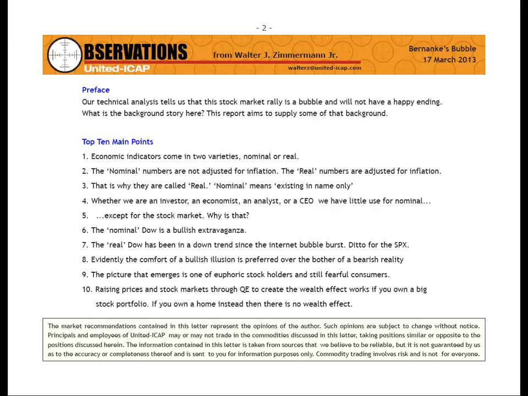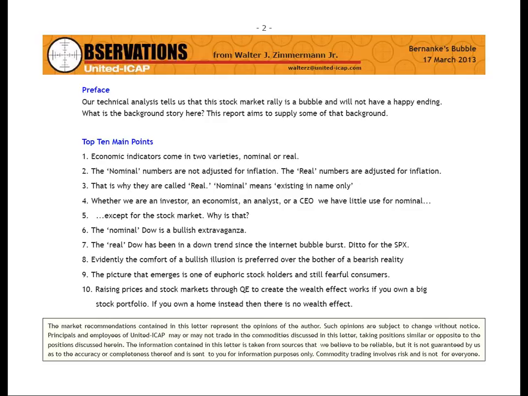Why do we demand that every economic indicator be adjusted for inflation? And why is the stock market probably the one economic indicator that we've never made an attempt to adjust for inflation? And we think the reason is human nature. The real Dow, the real S&P charts, as we'll be seeing later on, look awful, whereas the nominal Dow, the nominal S&P, is a bullish extravaganza.